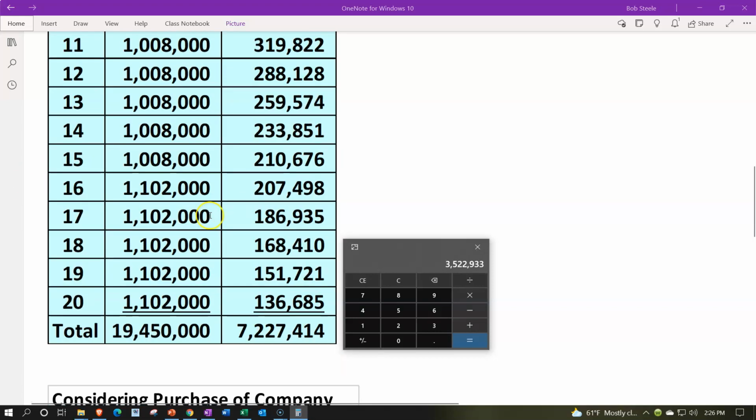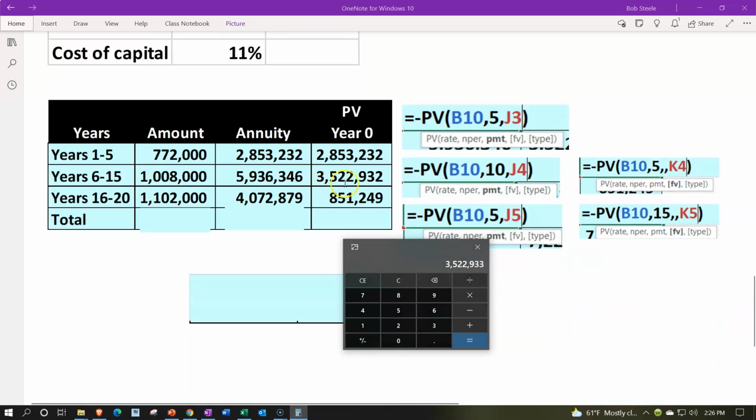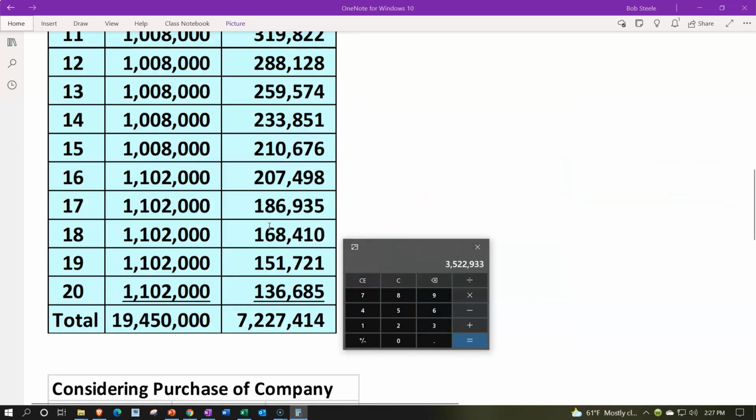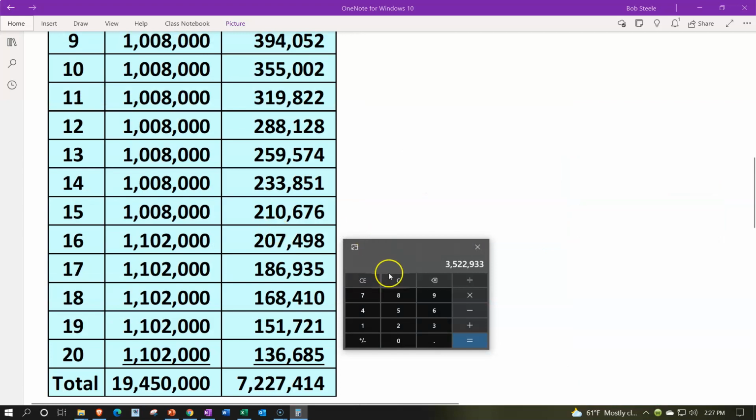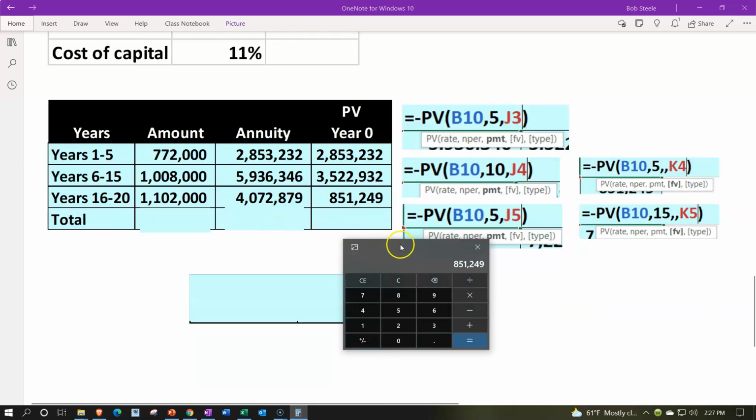So this is easier to do in Excel, by the way, of course. 10 payments. That's going to be equaling the 3,522,932. So that looks about right. And then if we did the last one here, just to round this out, because it's so fun to do, let's do the calculator again. We got the 207,498 plus the 186,935 plus the 168,410 plus the 151,721 plus the 136,685 gives us the 851,249. So there's the 851,249.